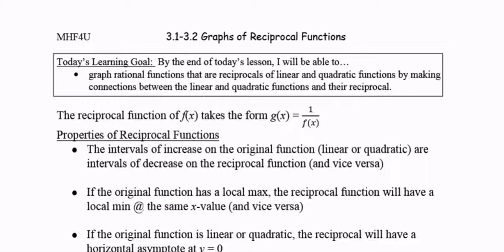Okay, so by the end of today's lesson, you'll be able to graph rational functions that are really reciprocals of linear and quadratic functions by making connections between the linear and the quadratic functions and the reciprocal. So you already know from grade 11 how to graph the reciprocal of a linear function. We called those last year rational functions. But we are going to get a little more sophisticated this year, and we're going to be able to graph reciprocal functions that have a quadratic on the bottom and not just a linear function on the bottom.